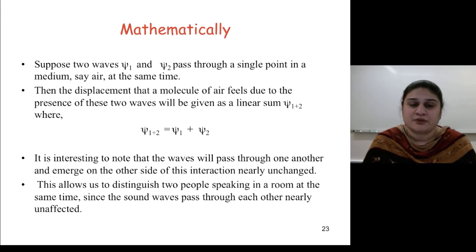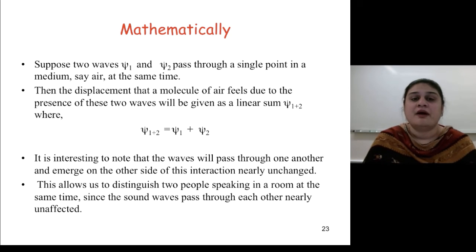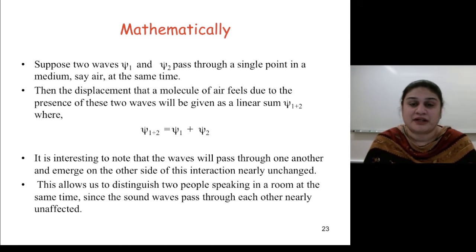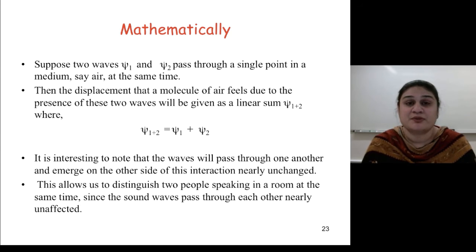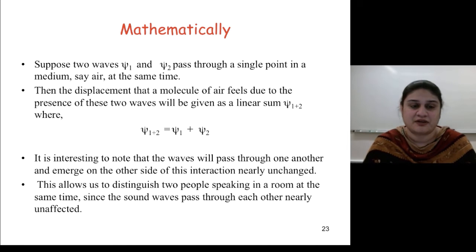Mathematically, if two waves pass through a single point in a medium, say air, at the same time, and the two waves are expressed as psi1 and psi2, then the displacement that a molecule of air feels due to the presence of these two waves will be given as a linear sum, psi, which is just equal to psi1 plus psi2, where psi1 was the one wave and psi2 was the other wave.